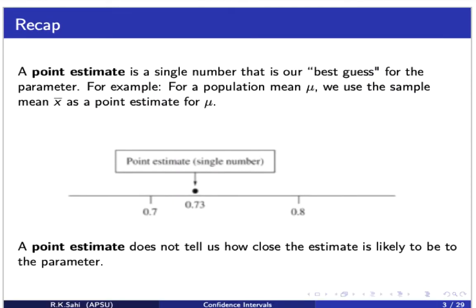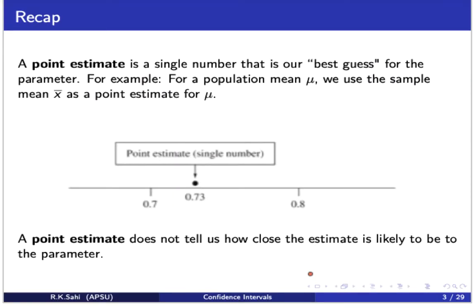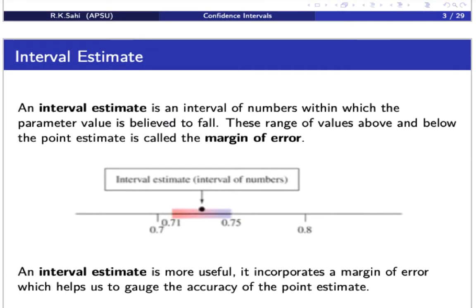So what is a point estimate? A point estimate is a single number that is a best guess for the population parameter. For example, we will use the sample mean as a point estimate for the population mean. But it does not give us a clear picture of how likely or how good this estimate is. So that's why we go and look at interval estimates.